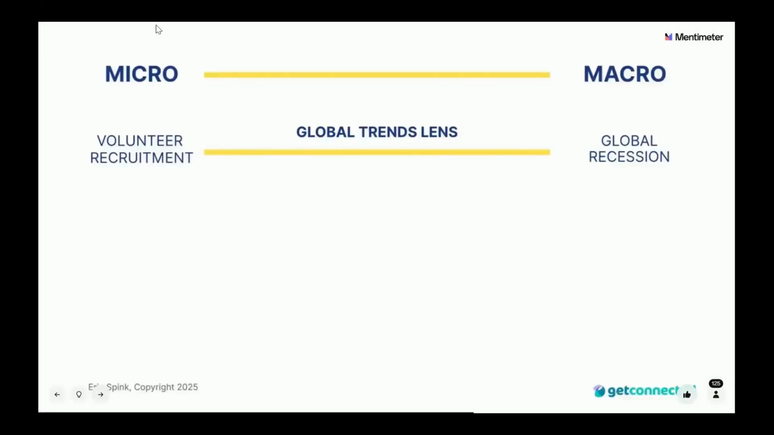So let's do another micro macro. I promised you guys, I promised it. So here it is. For the global trends lens, let's look at the micro and the macro. The micro would be, let's say, volunteer recruitment. The macro would be, let's say, a global recession. Now, you might say, well, how would a global recession impact my local volunteer recruitment? And the answer is, it absolutely will. If we have a global recession, the chances are that your country will be in recession because it's part of the globe.